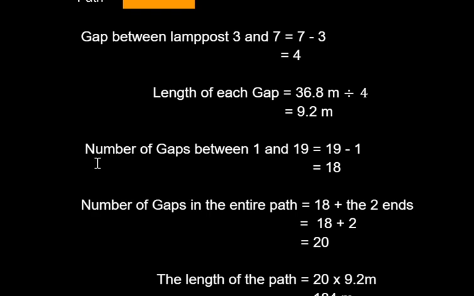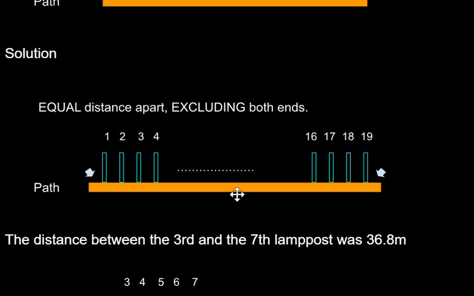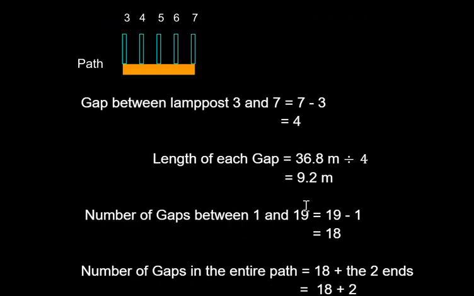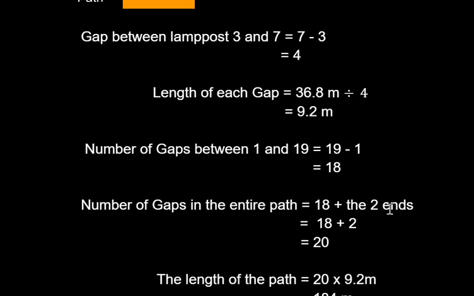Now we know that there are 19 lampposts. So how many gaps are there between the 19 lampposts? You take 19 minus 1, which is 18. Now the question asks you to find the length of the entire path. So remember, the length of the entire path is the 19 lampposts plus another 2 gaps here. So you need to add back the gap at the 2 ends. So it will be 18 gaps plus 2, which gives you 20 gaps.